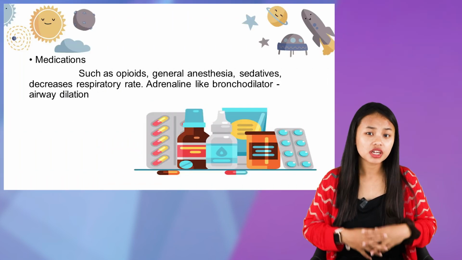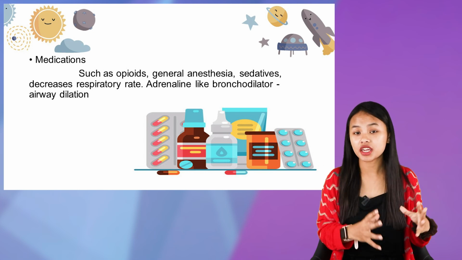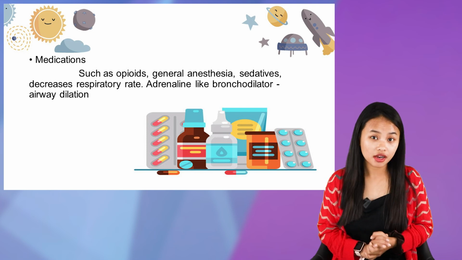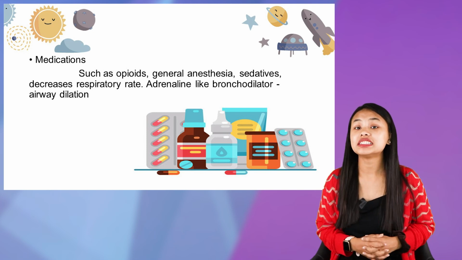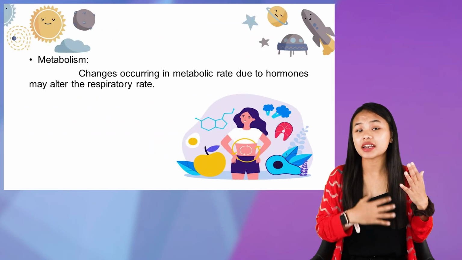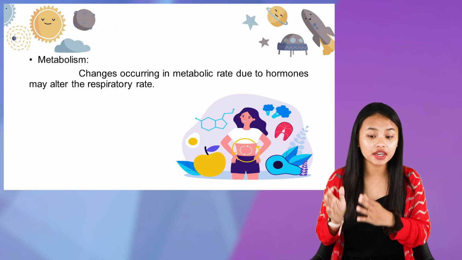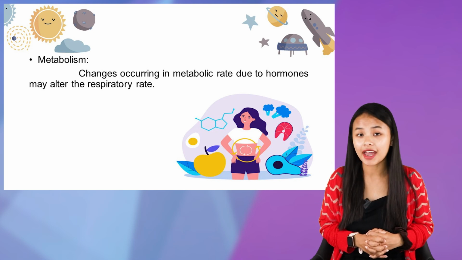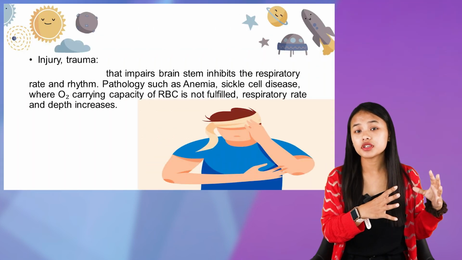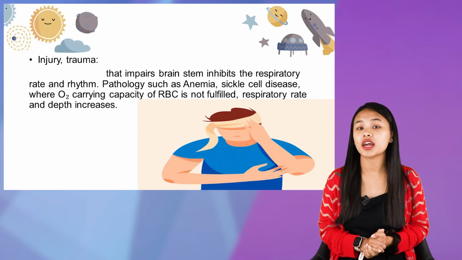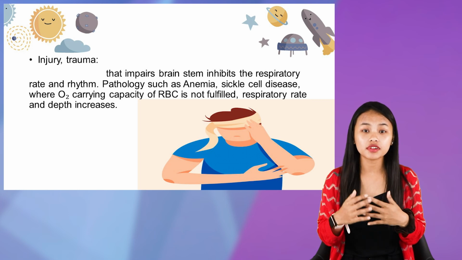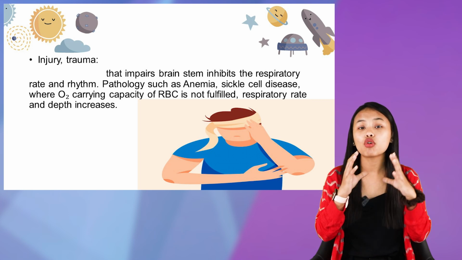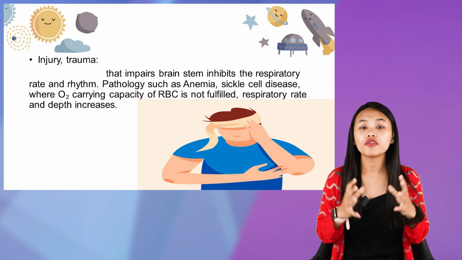And then medications. If a client is under any medication such as opioids, general anesthesia, or sedatives, these can depress the respiration. And also the next factor is the metabolism. Any changes that can occur in the metabolic rate of an individual due to the hormones can also alter the respiratory rate of an individual. If the client has suffered from any injury or trauma, then this can also alter their respiratory rate. Why? Because this will impair the brain stem, right? And then this can also affect the rate and the rhythm of the respiration.